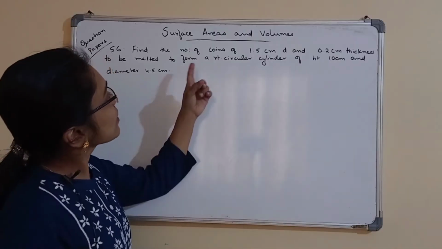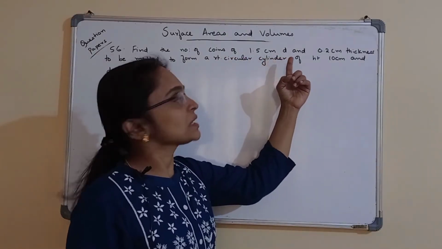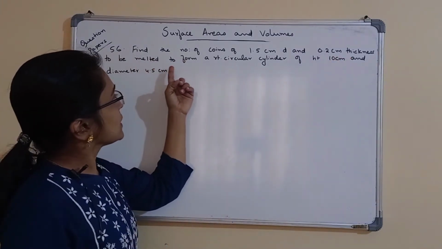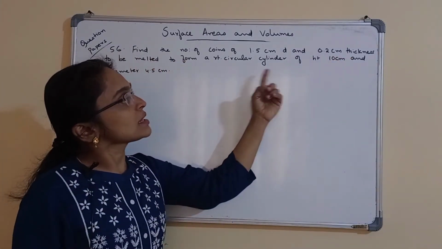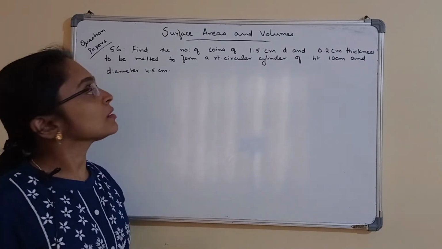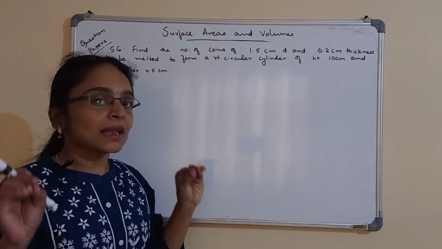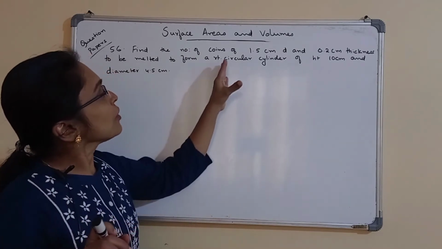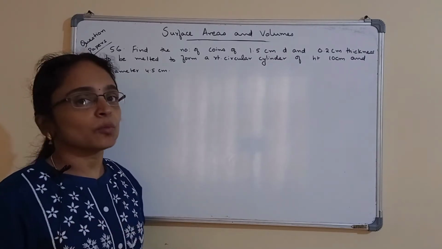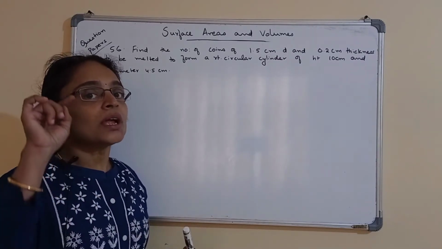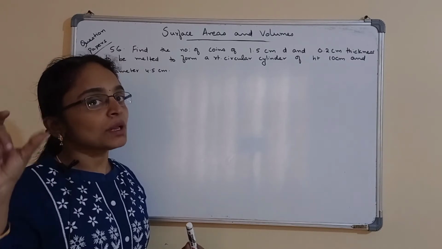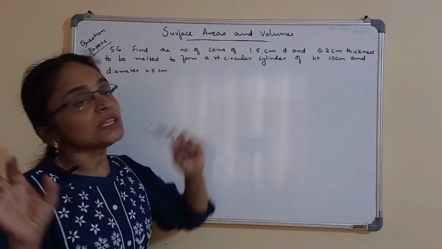Next question, find the number of coins of 1.5 cm diameter and 0.2 cm thickness to be melted to form a right circular cylinder of height 10 cm and diameter 4.5 cm. The number of coins that have to be melted to form the cylinder: the number of such coins into the volume of one coin will be equal to the volume of the cylinder, right?